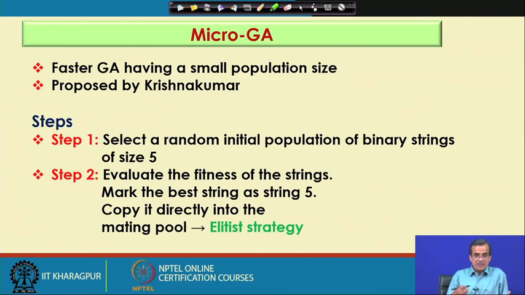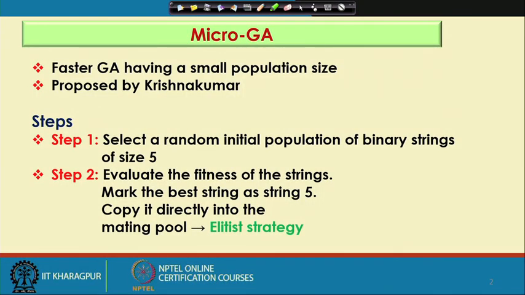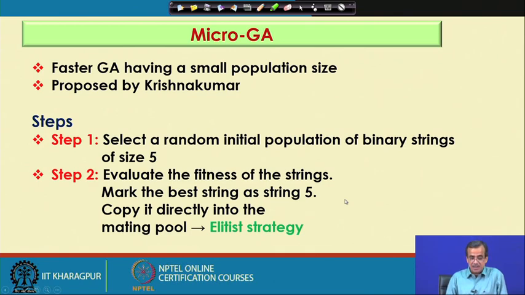Now, in binary coded GA, or any other GA, we try to form the mating pool starting from the initial population, and in the mating pool we try to copy all good solutions. Out of 5, we try to find out which one has the best fitness, supposing that I am solving one maximization problem. So, out of these 5, which one has the best fitness? That particular best string is marked as string 5 and copied directly into the mating pool.